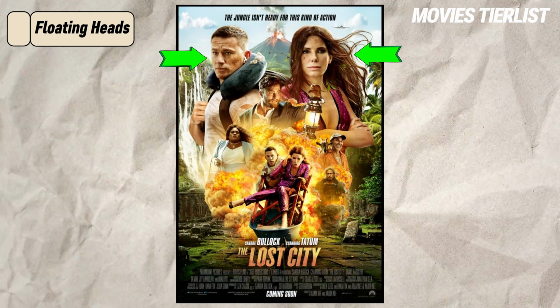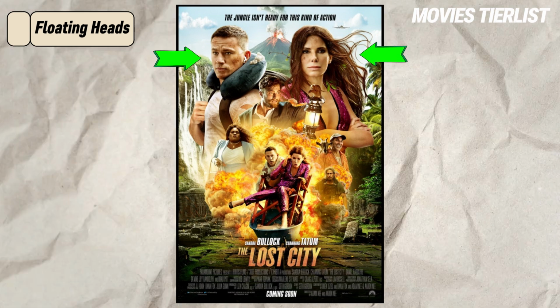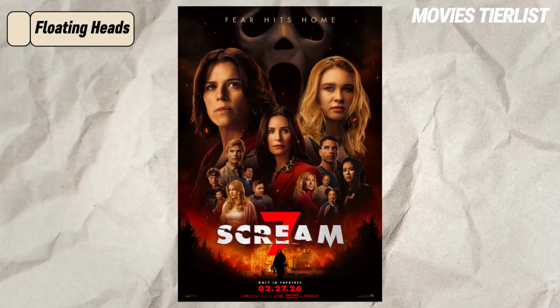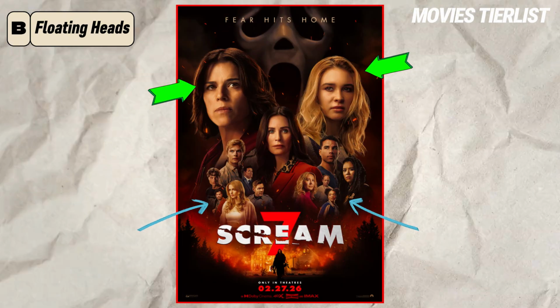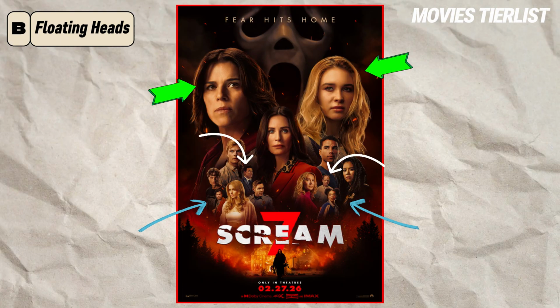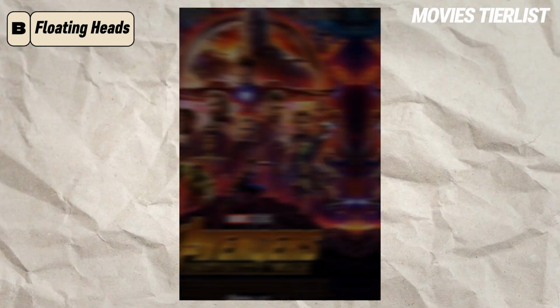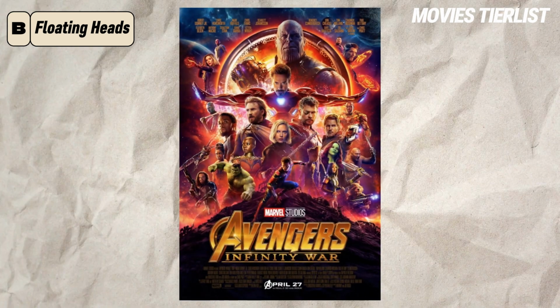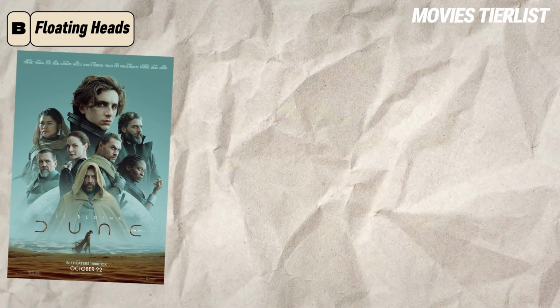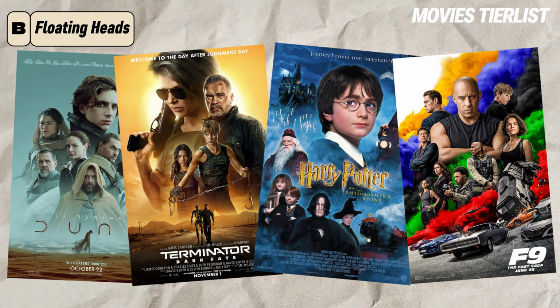Major characters are shown with larger heads or figures, while secondary characters are barely visible and appear to be included only because their contracts require them to appear on the poster as a design condition. As a result, these posters feel extremely overcrowded. We can see this approach in franchises like Dune, Terminator, Harry Potter, and Fast and Furious.